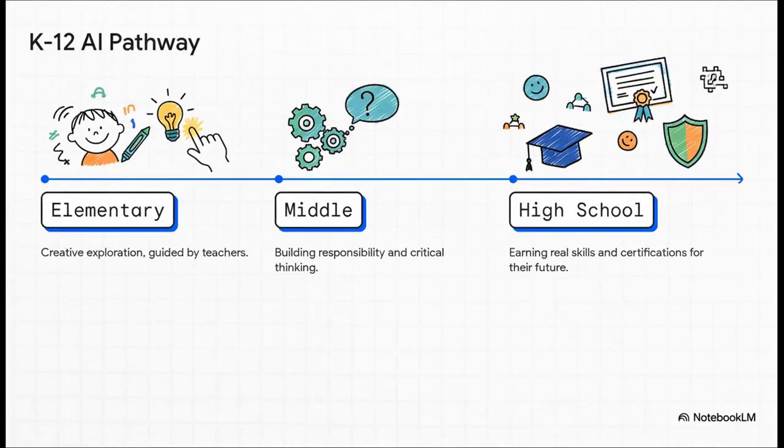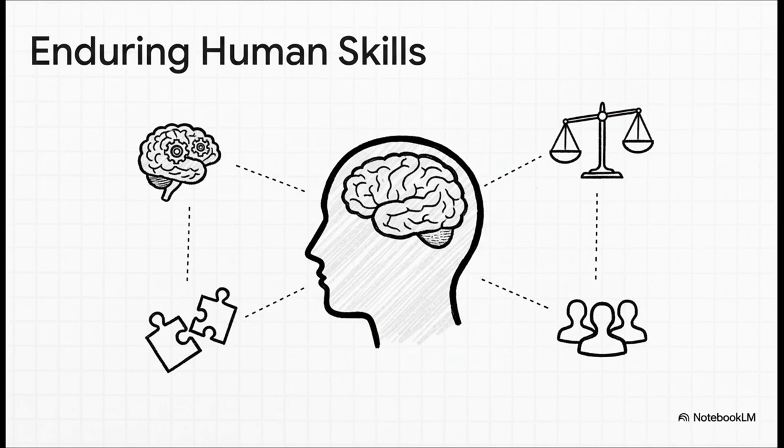And you should know, this isn't just a random approach. It's a really intentional, carefully designed pathway from kindergarten all the way through 12th grade. In elementary school, it's all about creative exploration, with a teacher guiding the way. Then, in middle school, the focus shifts to building responsibility and critical thinking. And by high school, our students are earning real skills and even certifications that will help them in the future. When you boil it all down, this isn't really about learning to use a new app. It's about building those timeless human skills: critical thinking, problem solving, good judgment, and collaboration. These are the things that will help our students thrive in any future, no matter how much the technology changes.